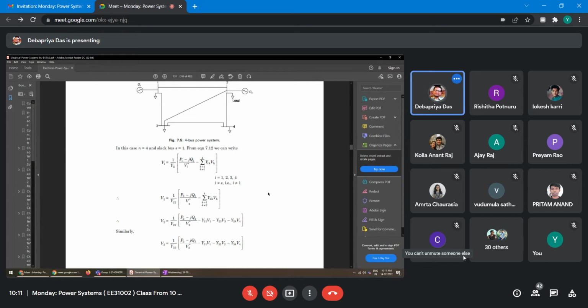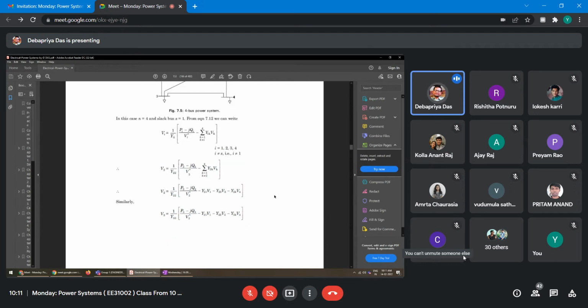That is the slack bus. That's why K naught is equal to 1, because S is equal to 1. So V2 is equal to 1 upon Y22 times (P2 minus jQ2 upon V2 conjugate minus the sum over K, where K naught is equal to I, because I is equal to 2. So K naught is equal to 2, but K is equal to 1 to 4. I is equal to 2, so Y2K Vk. Now K is equal to 2 to 4, you expand, but you should not consider K is equal to 2, because K naught is equal to 2. If you do so, the equation will be V2 is equal to 1 upon Y22 times (P2 minus jQ2 upon V2 conjugate) minus Y21 V1 minus Y23 V3 minus Y24 V4.